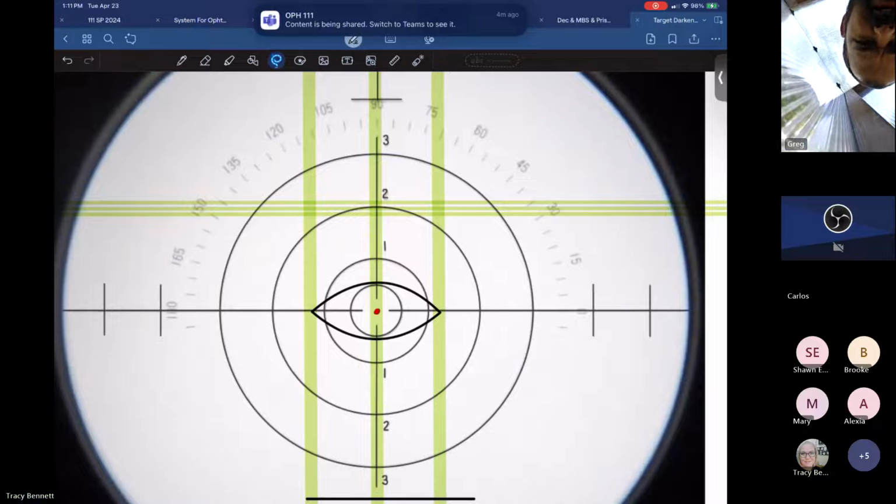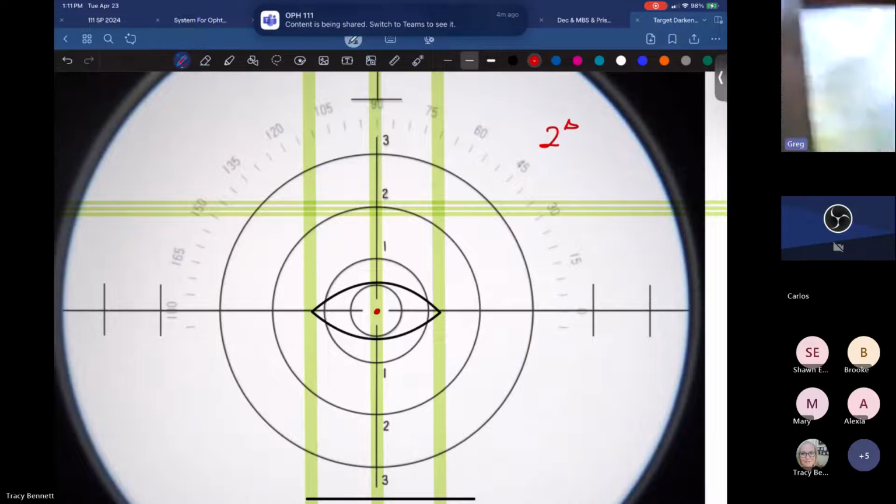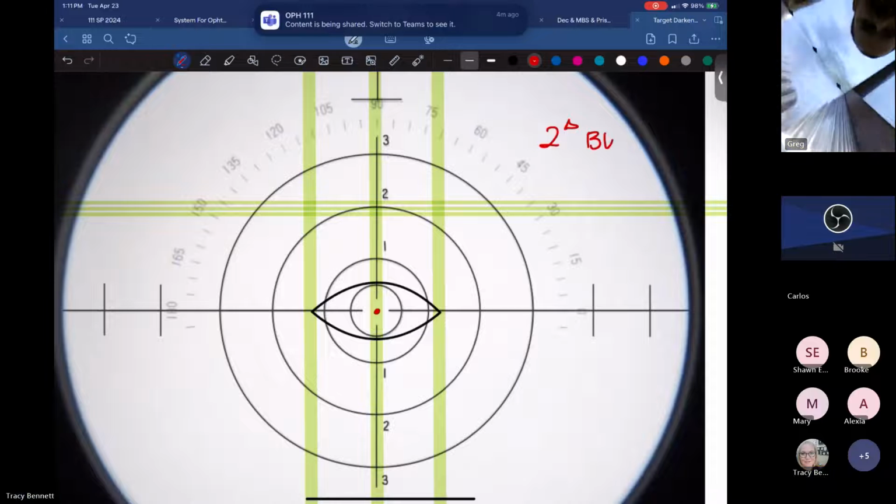Two diopters. 2 diopters. And what direction is it? I'm looking upside down. It looks like it's base up. It is base up. Okay, so how did we get that? How did we get 2 diopters base up?